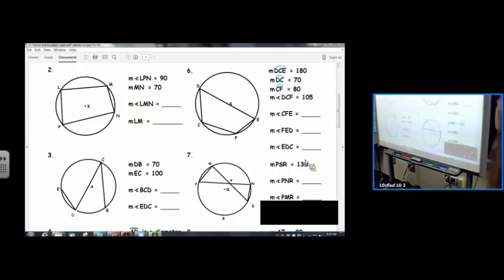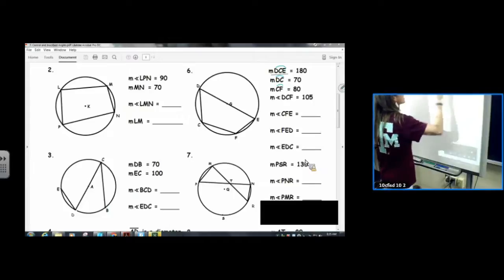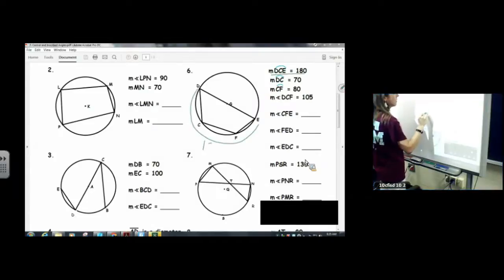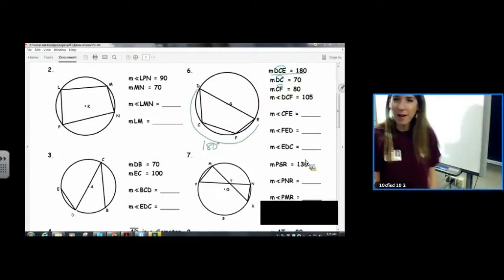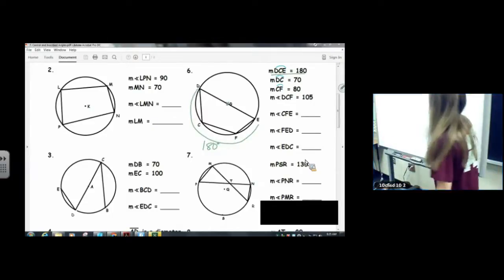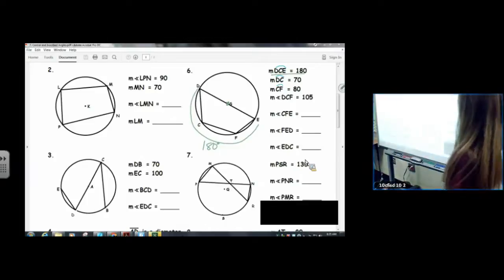Looking at number 6 from the homework. They didn't need to tell us that arc DCE was 180. We already knew it was 180 degrees because it's a semicircle. How did we know it was a semicircle? Well, chord DE is going through the center of the circle, and that makes it a diameter. And so it's definitely a semicircle. We didn't need that information.